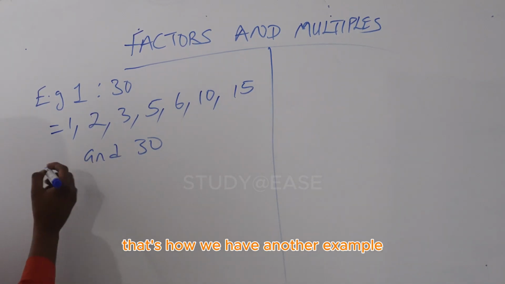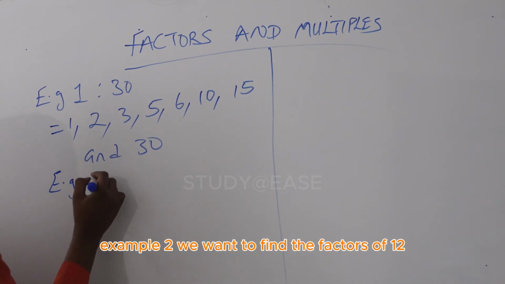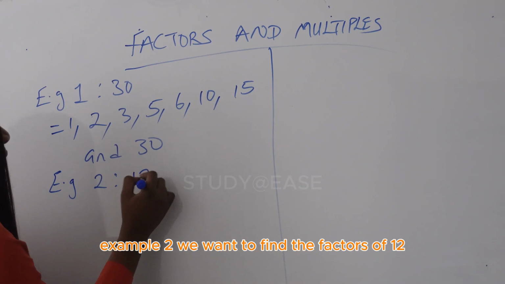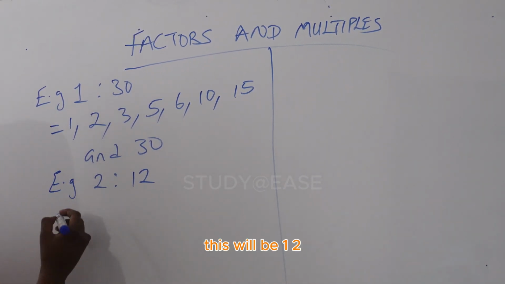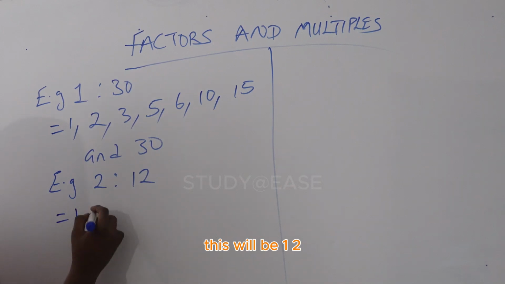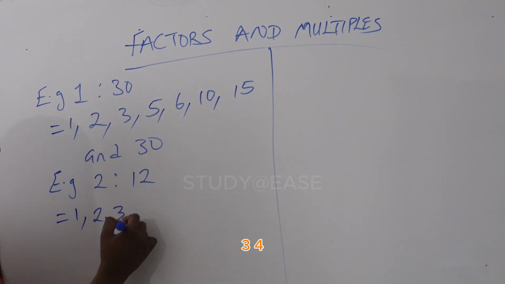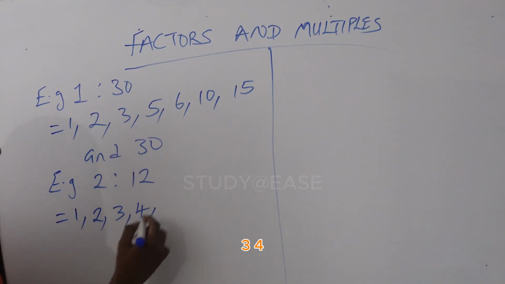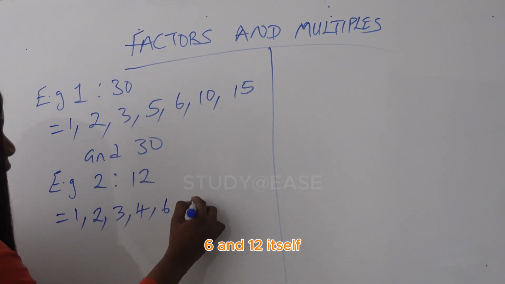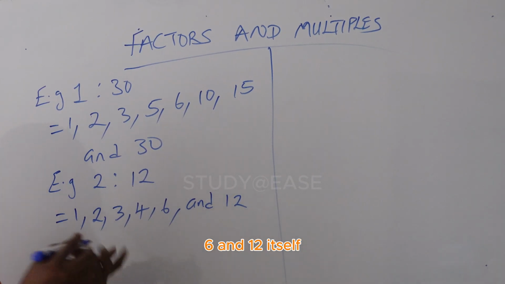Let's say we have another example. Example 2. We want to find the factors of 12. This will be 1, 2, 3, 4, 6, and 12 itself.